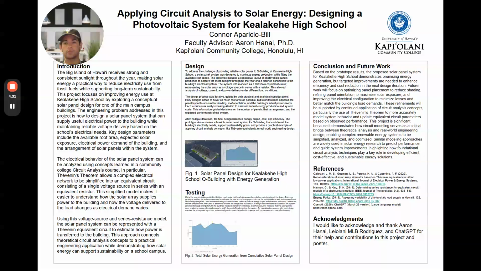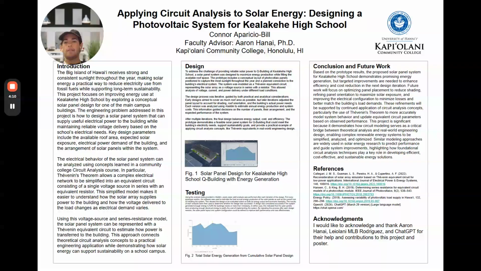The engineering problem addressed in this project is how to design a solar panel system that can supply useful electrical energy to the building while maintaining reliable voltage delivery based on the school's electrical needs. Key design parameters include the available roof area, expected solar exposure, electrical power demand of the building, and the arrangement of solar panels within the system.